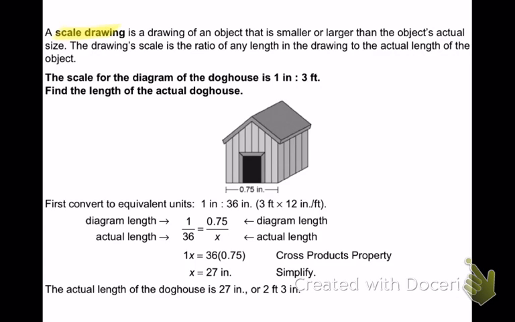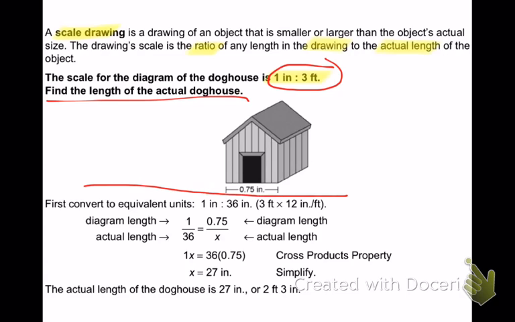A scale drawing is a drawing of an object that is smaller or larger than the object's actual size. The drawing scale is the ratio of any length in the drawing to the actual length of the object. For example, the scale for the diagram of the doghouse is 1 inch to 3 feet. So 1 inch is equivalent to 3 feet. And it says, find the length of the actual doghouse. Well, it gives me one ratio here, 1 to 3.